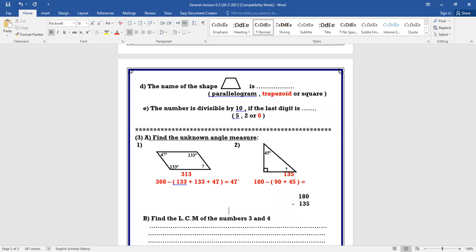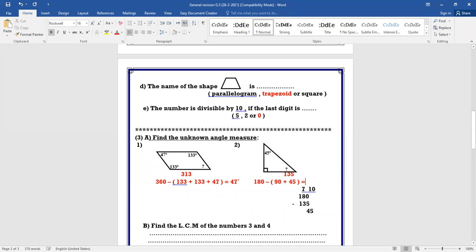Subtract: 0 minus 5. Malak, 0 minus 5 can't be done, 0 is smaller than 5. We borrow 1 from the next digit, from 8. The 8 will be 7 and the 0 will be 10. Now 10 minus 5 equals 5, and 7 minus 3 equals 4, 1 minus 1 equals 0. Then the result here will be 45 degrees.